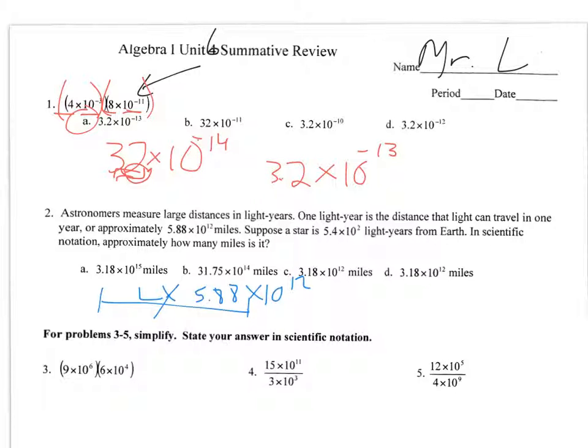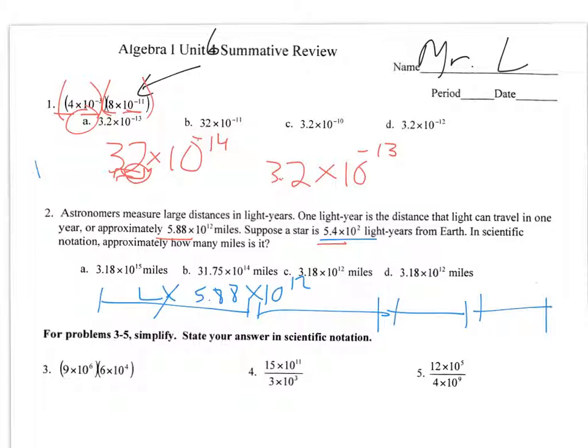Suppose a star is a really long distance, light years away from Earth. So the question is asking how many light years, how many miles is it? So really all you need to do is multiply the two numbers together. This is multiplication, so multiply the numbers.